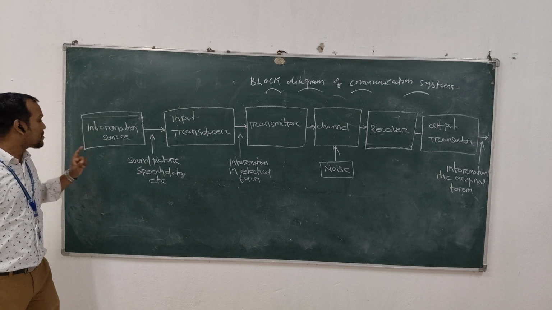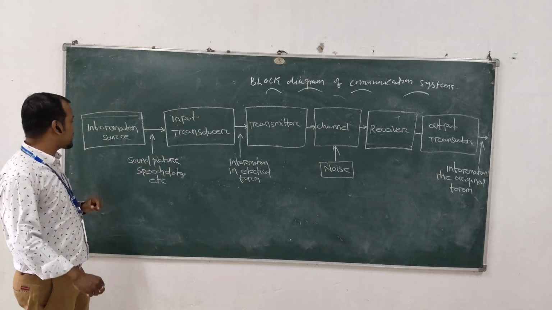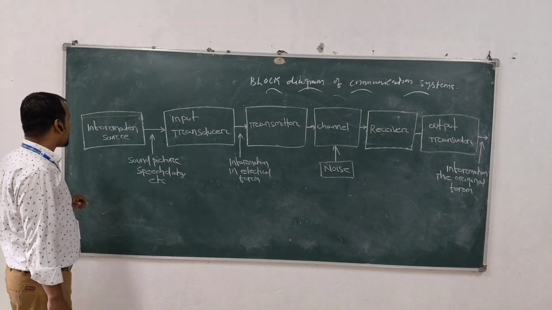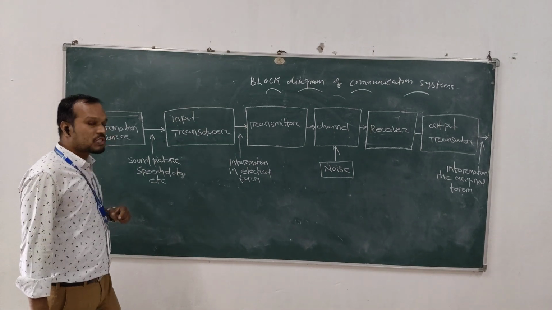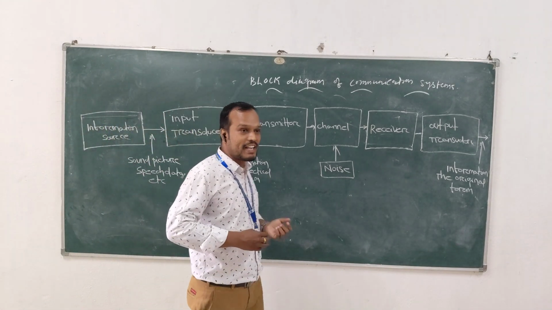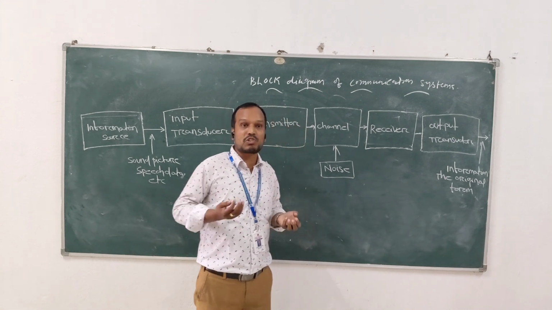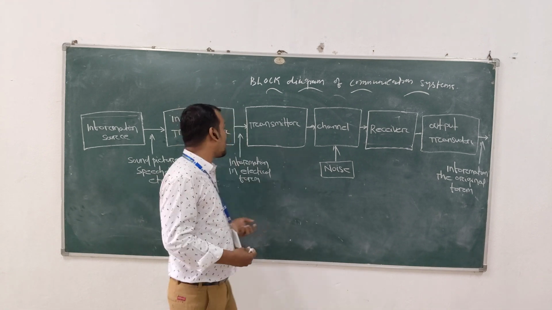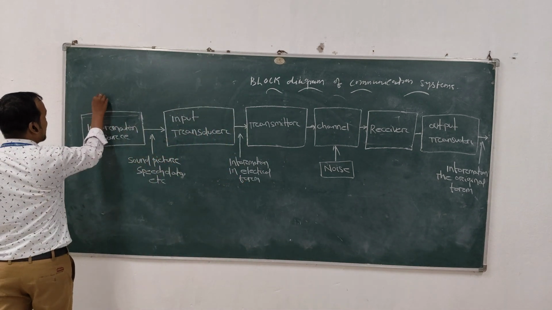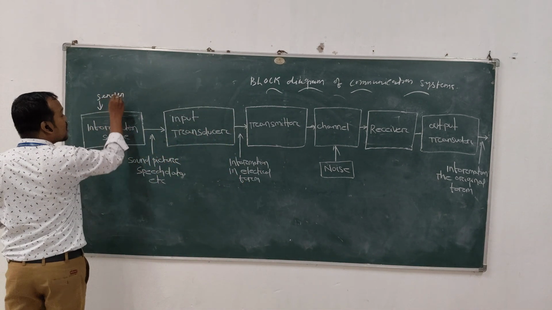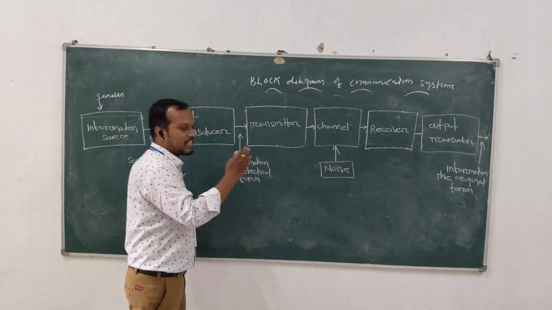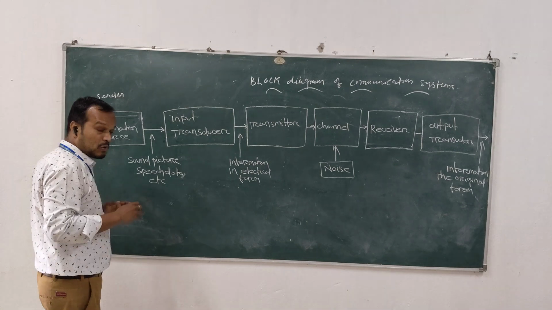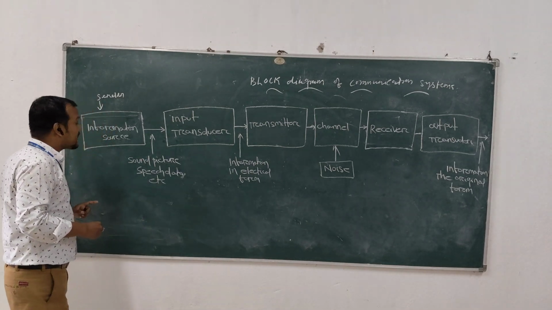So first part is the information source. Information source is the primary or first part of the communication system block diagram. What does the information source do? Information source is nothing but that which creates the information. That means the source place, from where the information will go from sender to receiver. We can say this is the sender, which sends the information from one place to another, or which originates the information in the communication system.